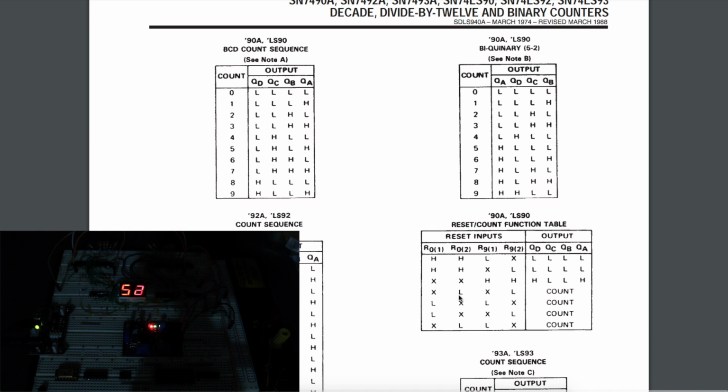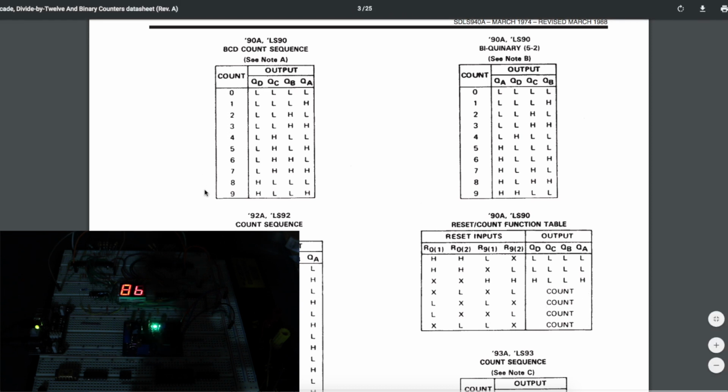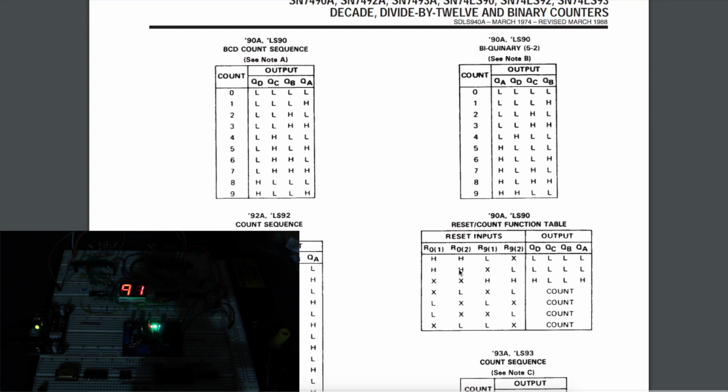Basically, if at least one of each pair of reset 0 or reset 9 inputs is low, it can be any combination as long as there's one low from each set of resets, you'll be in count mode. So you're going from 0 to 9 over and over. And if you want to reset the outputs to be low, all zeros, you have to set both of the reset 0 inputs high, and at least one of the reset 9s has to be low.